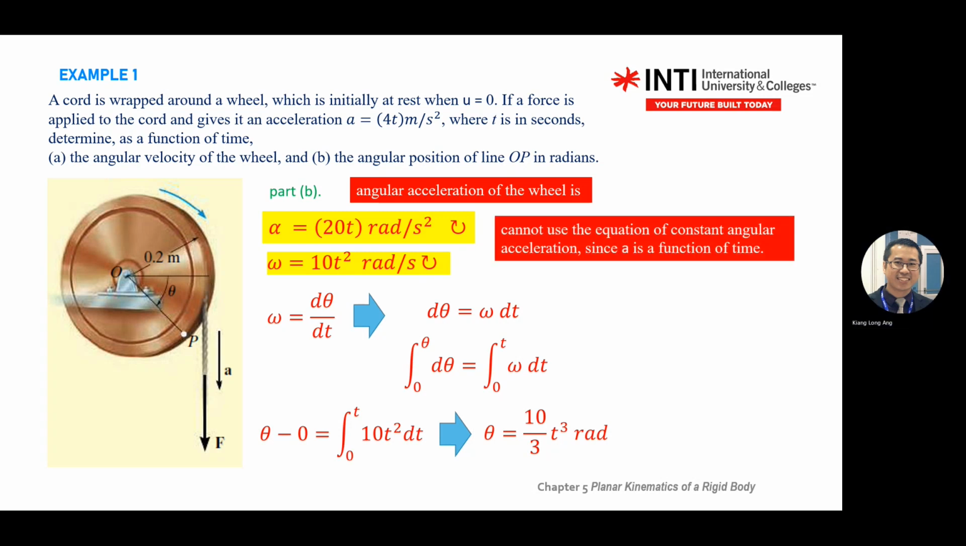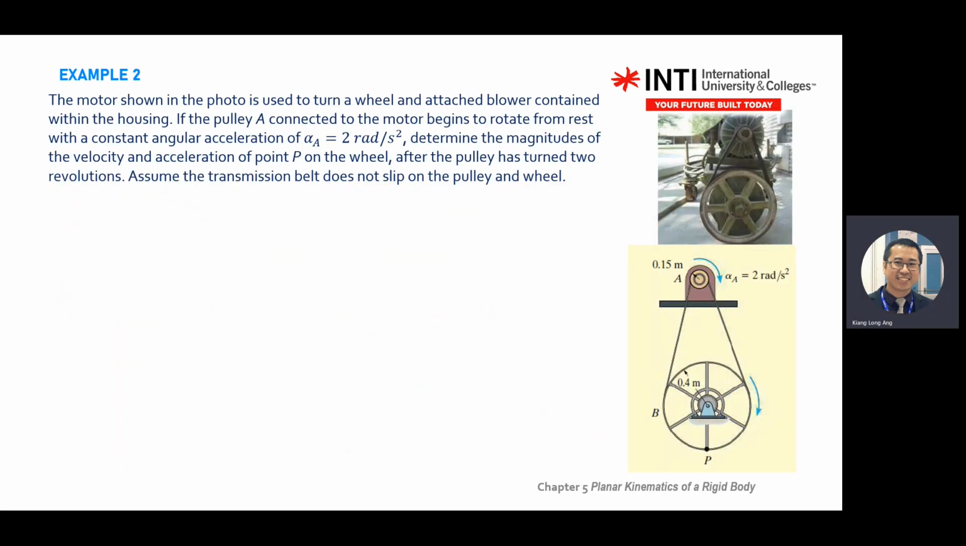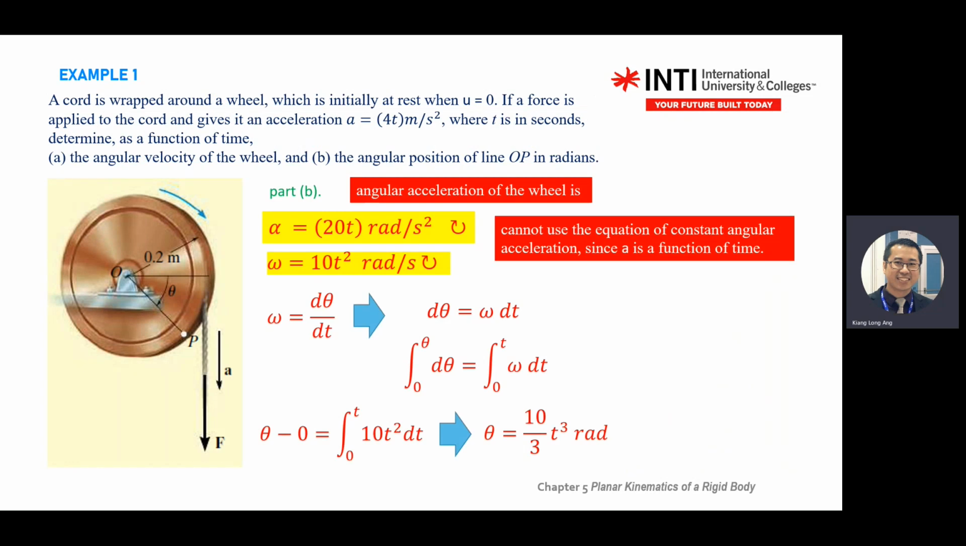Okay. So this question cannot use the equations of constant angular acceleration, because alpha is a function of time. Alpha is a function of time, which means acceleration is not constant. You cannot use this one. Okay, take care. Sometimes it's a trap. So this is how you find it. This is a derivation of the equation.